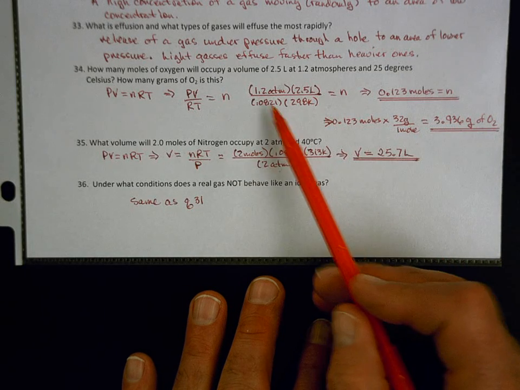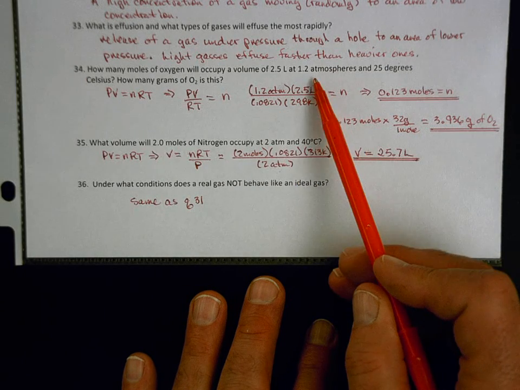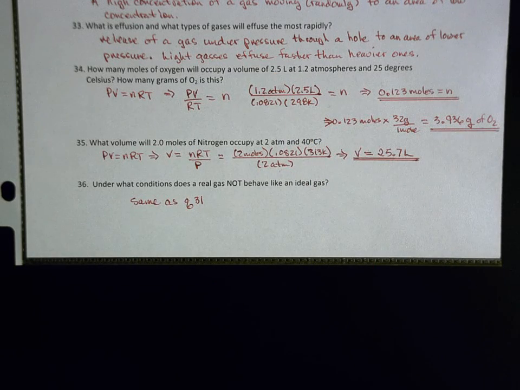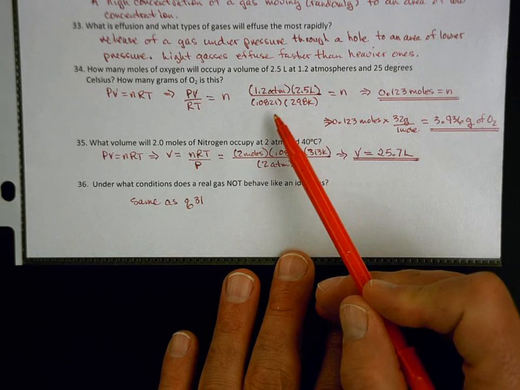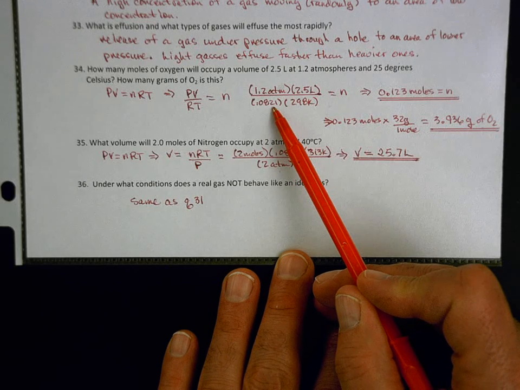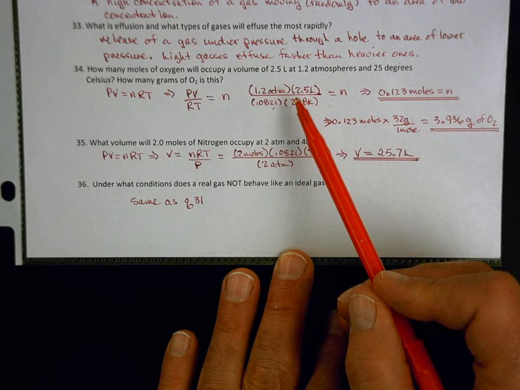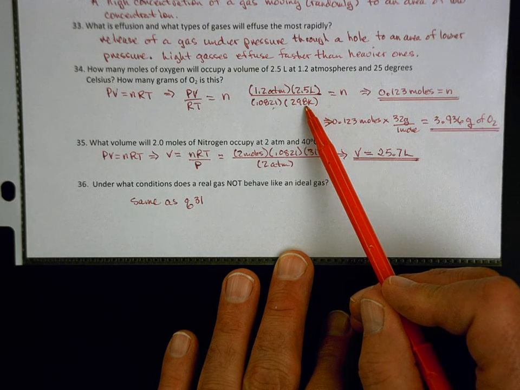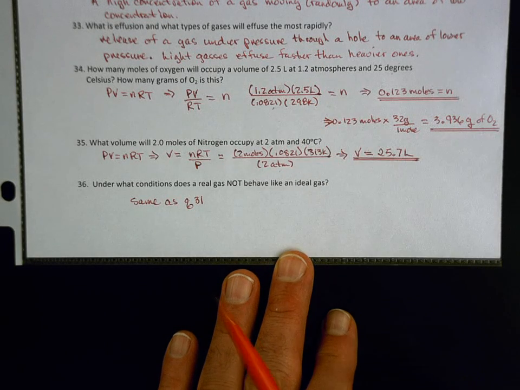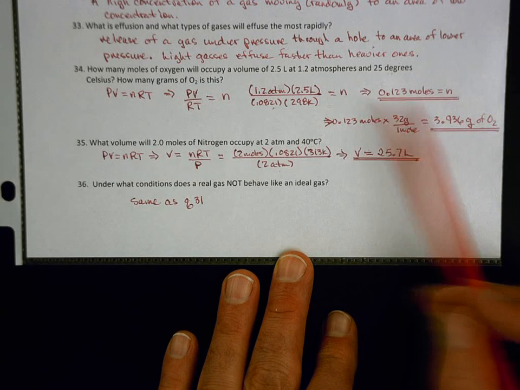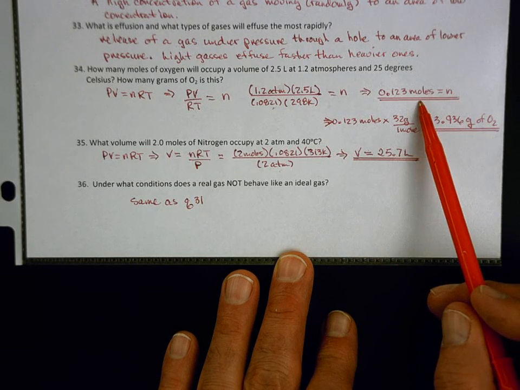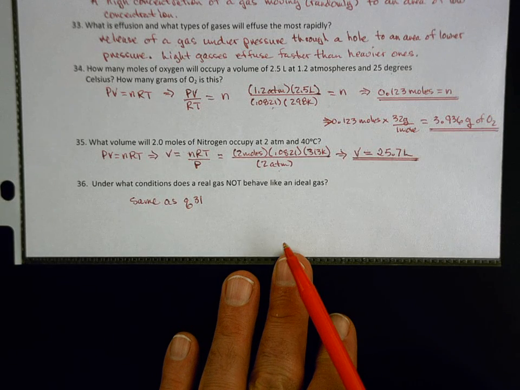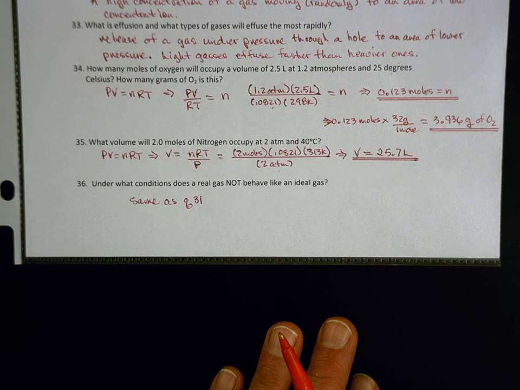Okay, 1.2 atmospheres, we were given that. 2.5 liters, our volume, we were given that. 0.0821 for our R, because we're in atmospheres, and we had to change the 25 degrees into Kelvin. So 25 plus 273 gives us the 298. Solve for the moles, but this wants to know grams. So 0.123 moles times the 32 grams per mole gives us 3.9 grams.